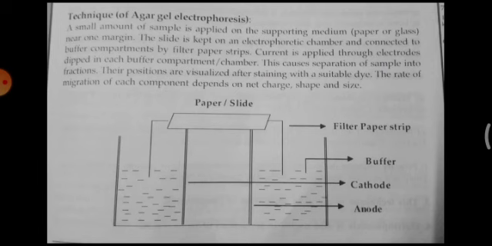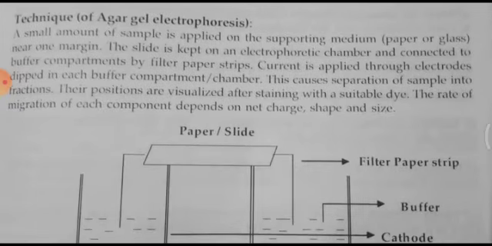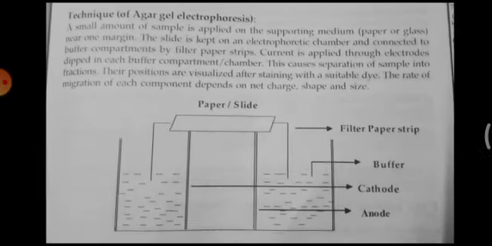Technique of agar gel electrophoresis. Here we are going to discuss agar gel electrophoresis. A small amount of sample is applied on the supporting medium, that is paper or glass, near one origin. The sample, which contains different types of biomolecules, is applied. The slide is kept on the electrophoretic chamber. You can see in the diagram.